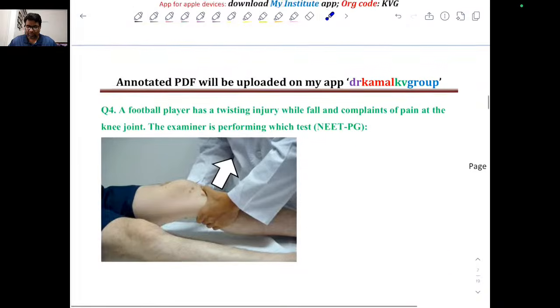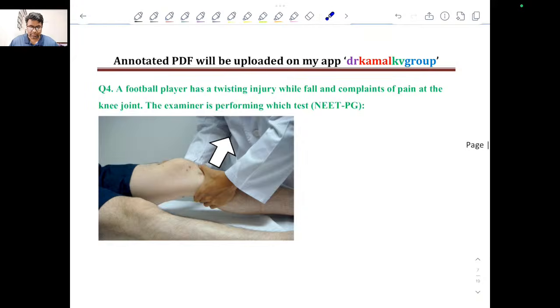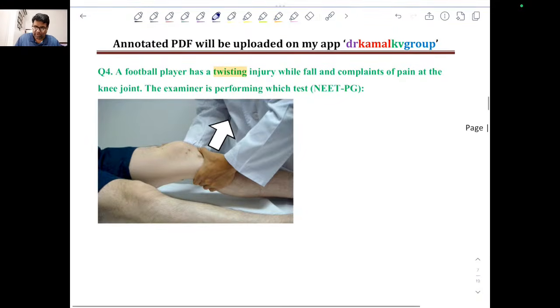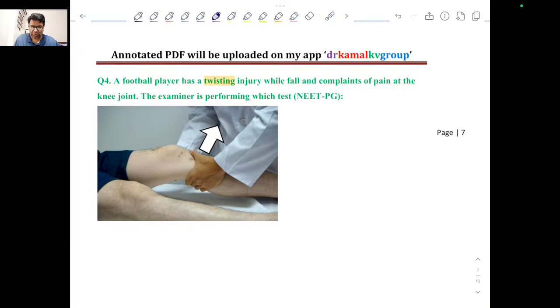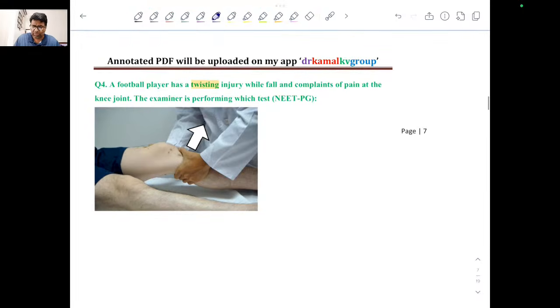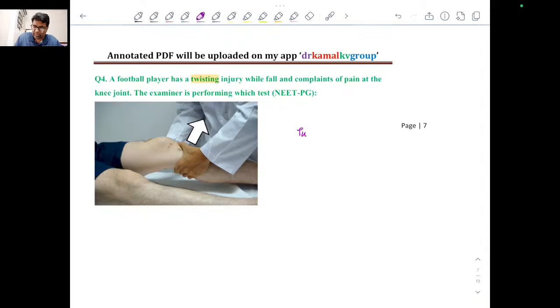Okay. So next question. A football player has a twisting injury while fall and complains of pain at the knee joint. The examiner is performing which test? Now whenever there is any mention of twisting injury, always think of some ligament injury.